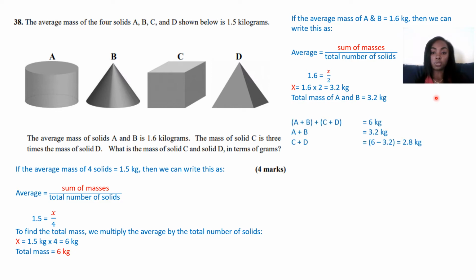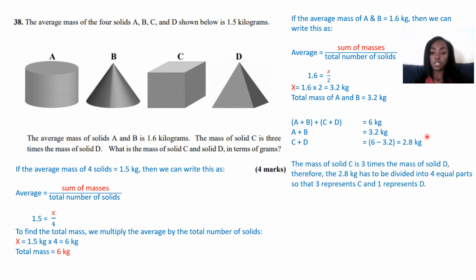Now let's get all the information that we need and what we have, and let's lay it out. So what we have so far is that A and B plus C and D will give us a total of 6 kilograms. We know that A and B so far is 3.2. So in order to find C and D, we can just take it away from the total. So we get 6 take away 3.2 to give us a total of 2.8 kg.